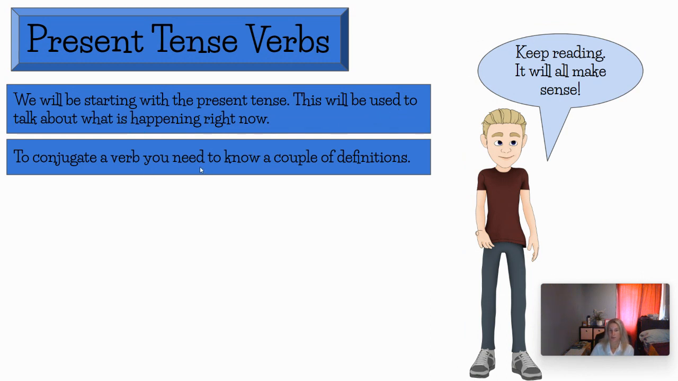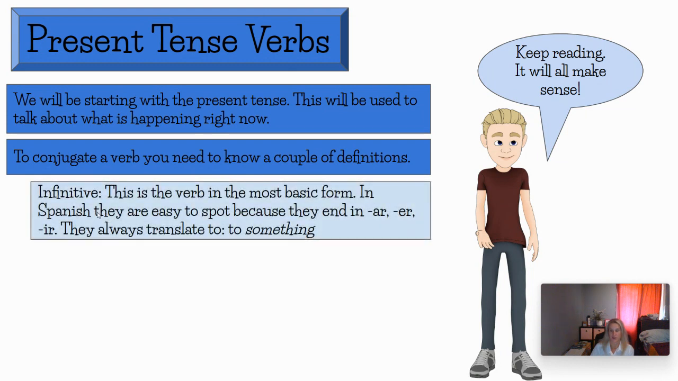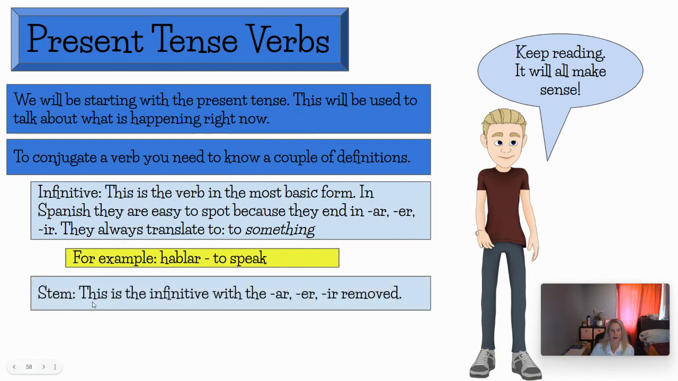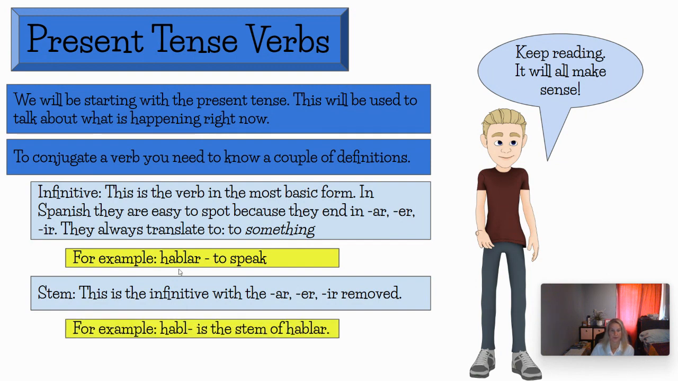To conjugate a verb, you need to know a couple of definitions. You need to know what an infinitive is. This is a verb in the most basic form. In Spanish, they are easy to spot because they end in AR, ER, or IR. They always translate to "to do something." For example, hablar means to speak. The stem is the infinitive with the AR, ER, or IR removed. So if we were to remove this AR here, you just have habl. That's considered a stem. Habl is the stem of hablar.